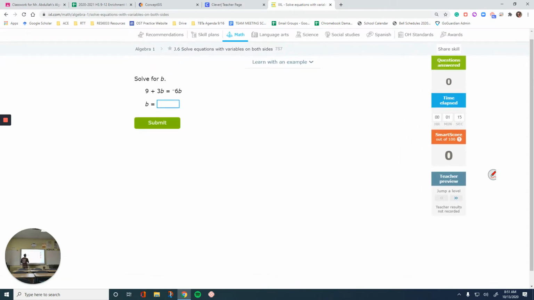Okay. So, when you have an equation with multiple terms on either one of the sides, the first thing that you want to do is to see if they are like terms. For example, I have two terms on the left. I want to see if these are like terms. If so, I'm going to combine them. So, 9 is a number. It's a constant. 3b is a variable. They are not like terms. They're not the same kind. So, ignore that. We cannot combine them.